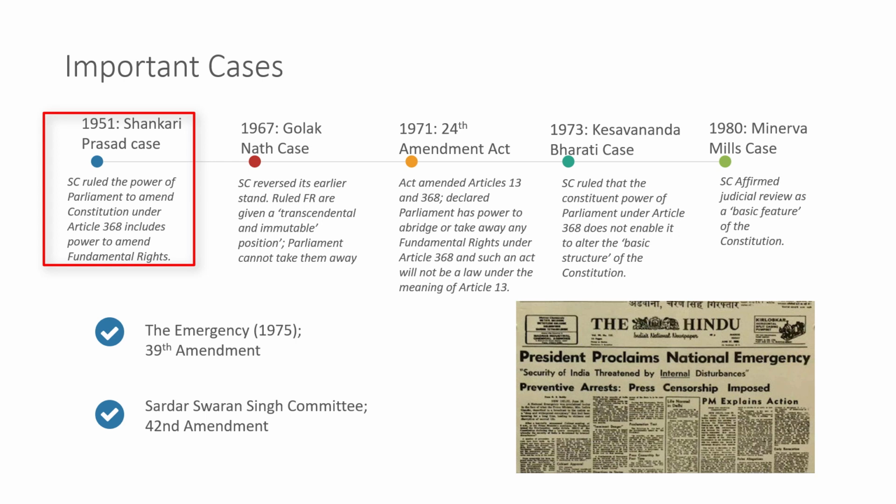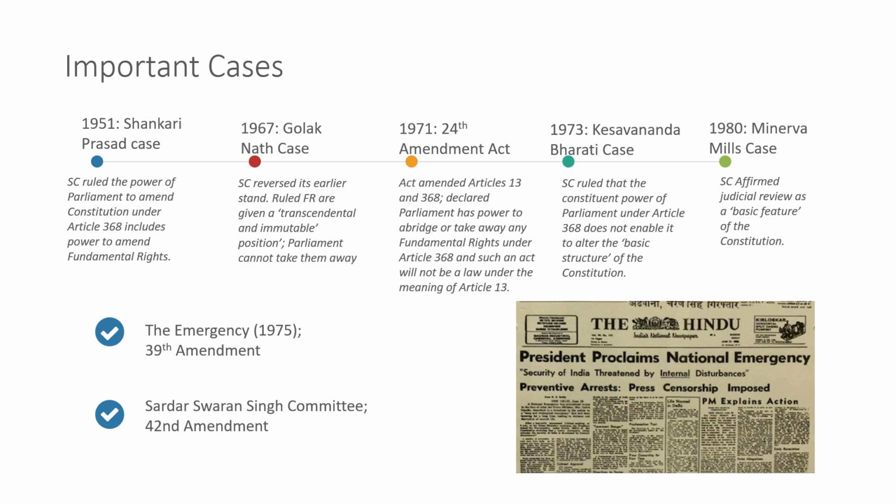The word law in Article 13 includes only ordinary laws and not the constitutional amendment acts. Therefore, the Parliament can abridge or take away any of the fundamental rights by enacting a constitutional amendment act, and such a law will not be void under Article 13.